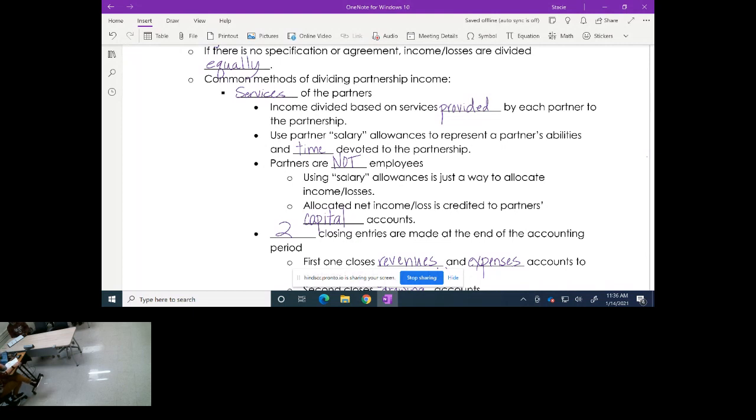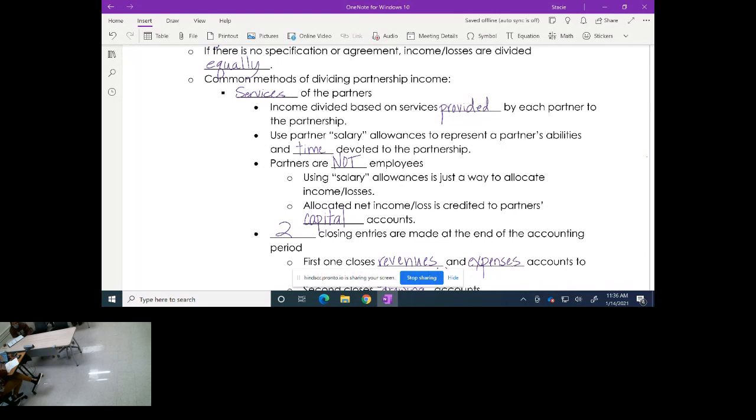Okay. So you're gonna see on these problems salary allowances. Partners don't get salaries. They're just like owners. They take withdrawals. The salary allowance is just a figure of speech. It's kind of like, if I were to pay you a salary for what you're doing, what would it be worth? It's just a method of allocating. It's a method of determining how much net income goes to each person. It's not a literal paycheck because partners don't get paychecks.